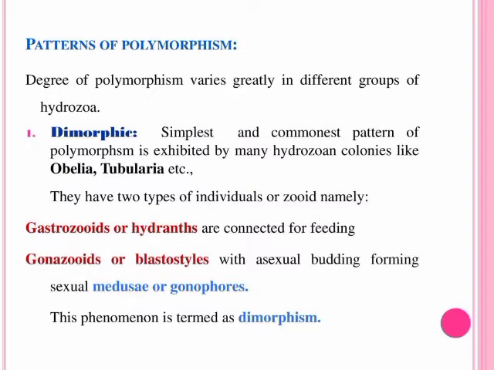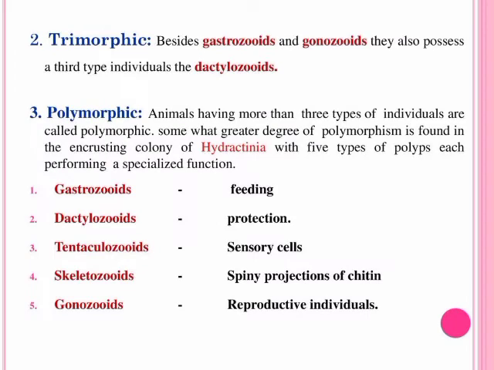Dimorphic condition is present in Tubularia, Campanularia, Bougainvillea, Pennatula, Pteroides, Corallium, etc. Trimorphism is the condition in which the members of a species or colony are of three different kinds, namely gastrozooids, gonozooids, and dactylozooids. Gastrozooids are nutritive, gonozooids reproductive, and dactylozooids defensive in function. All these are polyps. Plumularia is a typical trimorphic colony.